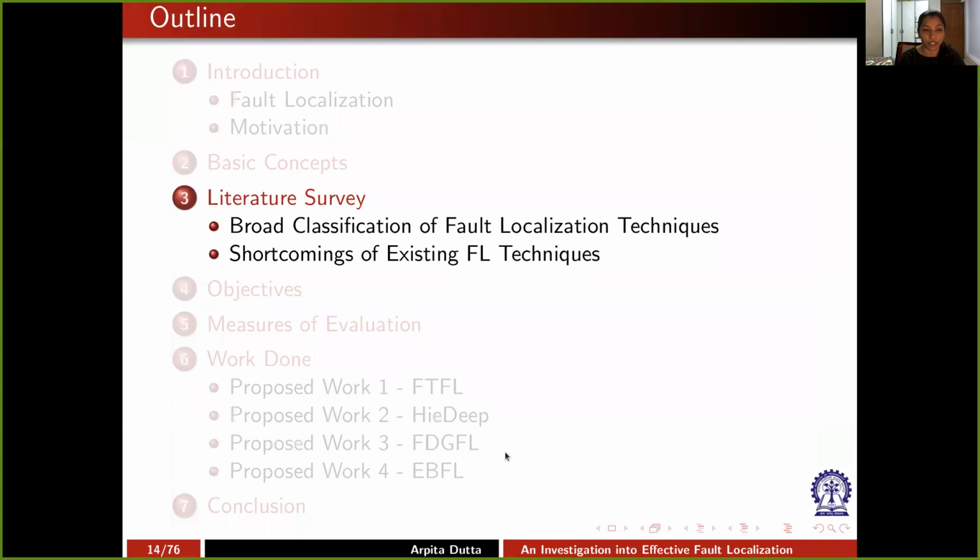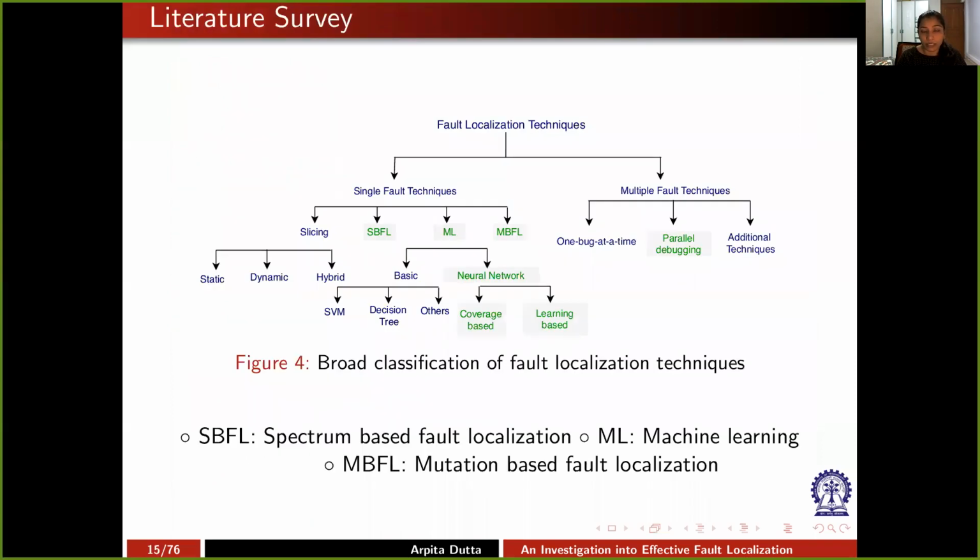Now coming to the literature survey. We have divided fault localization techniques into two categories: single fault localization techniques and multiple fault localization techniques. The single fault localization techniques are further divided into slicing, spectrum based, machine learning based, and mutation based techniques. Traditionally, slicing based techniques were used. Nowadays, slicing alone is not used; it is embedded with other types of techniques. Slicing is further classified into static, dynamic, and hybrid.